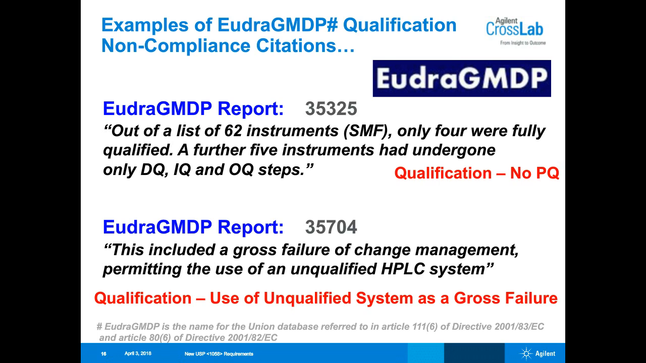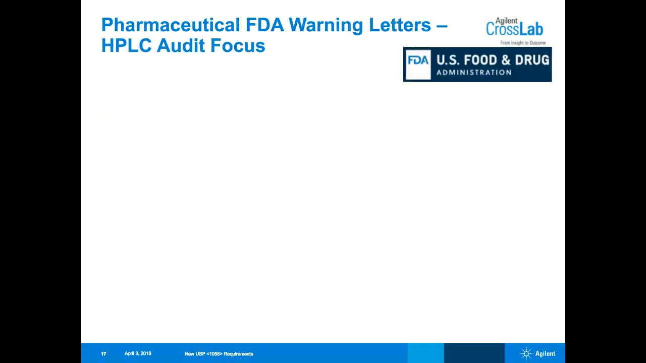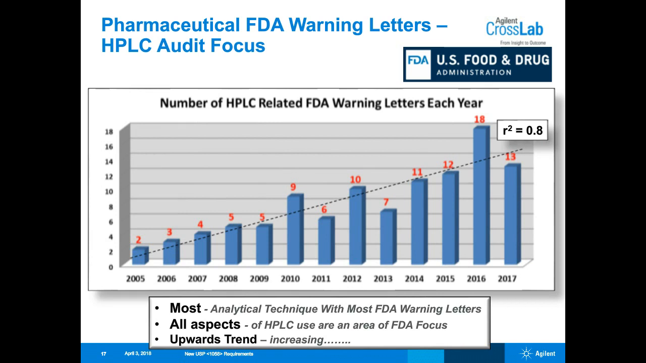Now, in terms of the FDA and pharmaceutical warning letters, a lot of focus has been placed on chromatography instruments and HPLC instruments in particular. And I'm about to show you a graph that shows the trend. This shows how many warning letters the FDA issued each year that were related to HPLC. It is the analytical technique with the most warning letters, and we see that the trend is upwards, and it focuses on a lot of different aspects of how the instruments have been used.